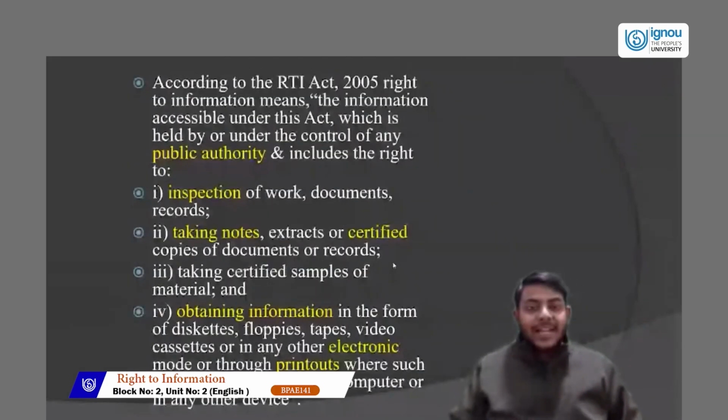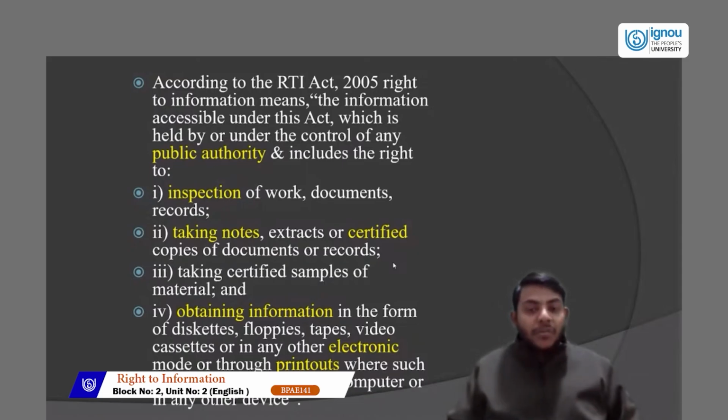And according to this RTI Act of 2005, the right to information means the information accessible under this act, which is held by any public authority. And these various rights are included under this RTI Act of 2005. Now, what are these rights?